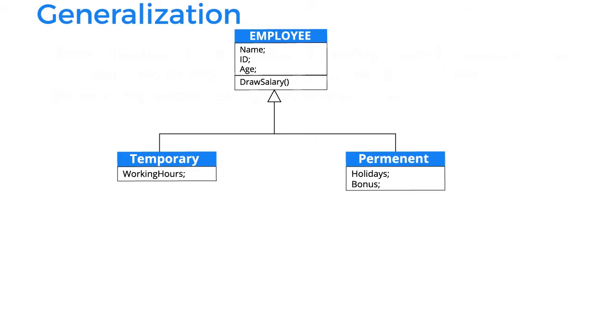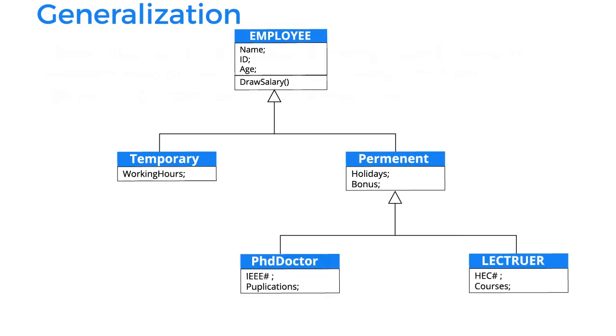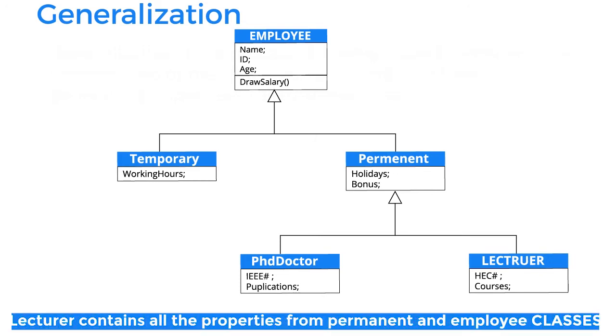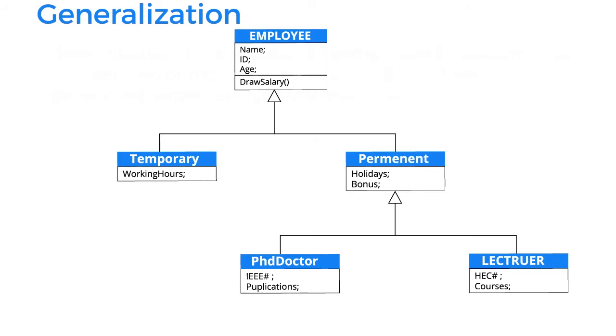Then the permanent worker is divided into two parts, the lecturer and the PhD doctor. Both have different properties, and that is the basic reason for the division. Lecturer contains HEC number and courses he teaches, and PhD doctor contains IEEE number and publications of the particular PhD doctor. The lecturer and PhD doctor's superclass is permanent, and permanent's superclass is employee. Here we can say that lecturer not only contains HEC number and course property, it will also have the properties of holidays, bonus, and also name, ID, age and raw salary.